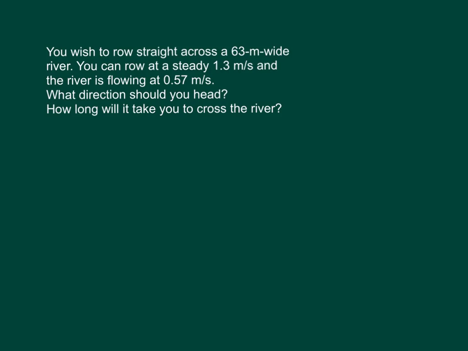So we know that you'd like to go straight across this river. Let's denote that with a vector going straight up in this situation. And let's call that vector V, and I'll use a bar to denote that it's a vector. And I'll use the subscript, that's the velocity of the rower with respect to the shore. So I'll call that rower with respect to the shore.